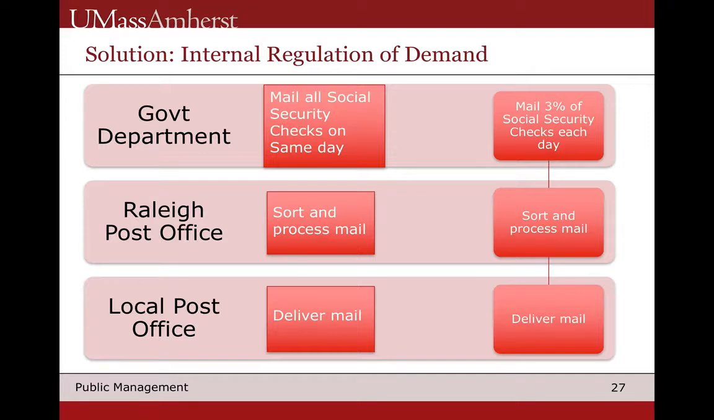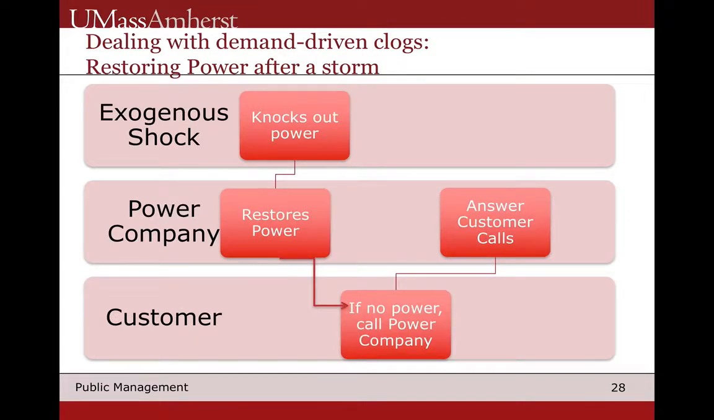So this is just a graphical depiction of exactly what we talked about before with the regulation of demand. Another great example of a demand-driven clog, which I mentioned briefly in class the other day, is the idea of restoring power after a storm. So again, you've got this exogenous shock that's going to come in and knock out the power. The power company needs to restore the power, and if there's no power, the customer is going to call and the power company has to answer the calls. So you can imagine that after a storm, a power company is getting so many calls. And in essence, the demand itself is caused by this exogenous shock. But in addition, you've got these multiplying phone calls as people try to figure out when their power is coming back on.